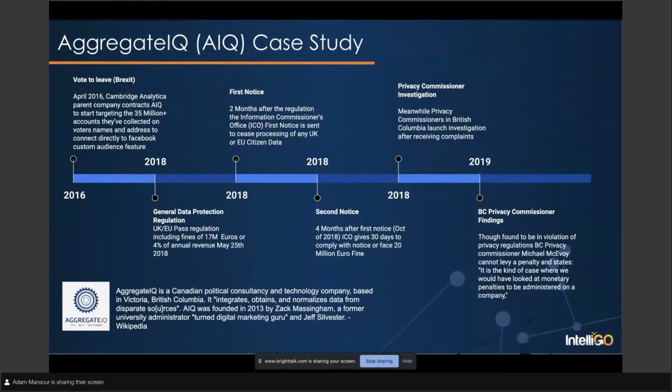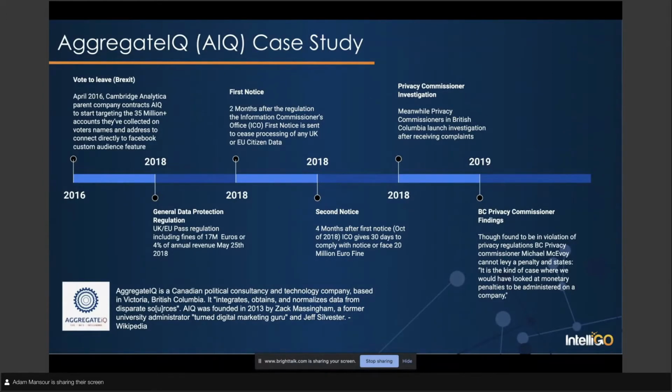That was, of course, in the EU, and then they sent Aggregate IQ, or AIQ, a notice, their first notice, a few months after the regulation came into enforcement. So the Information Commissioner's Office, also known as the ICO, sent a note to Aggregate IQ saying, hey, by the way, delete all of the processing of any information you have on EU or UK citizens right now.